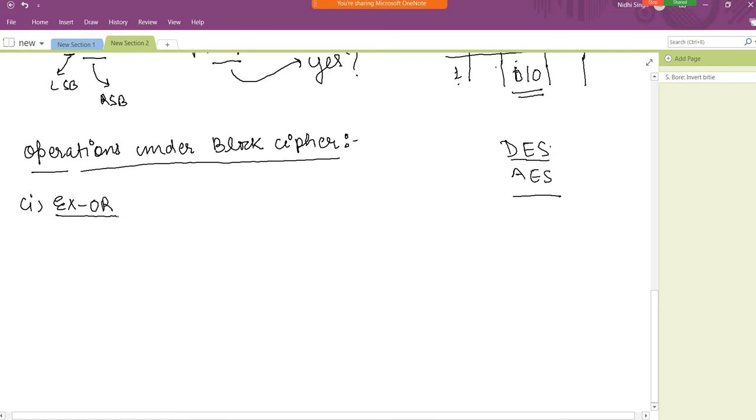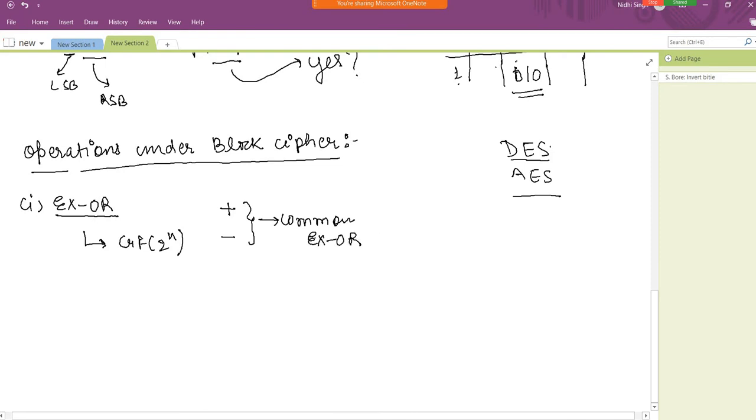So the first operation is XOR. The XOR operation in the block cipher will be treated just like the XOR operation in the Galois field GF(2^n). So whatever we need, addition and subtraction, will be treated as the common XOR operation.